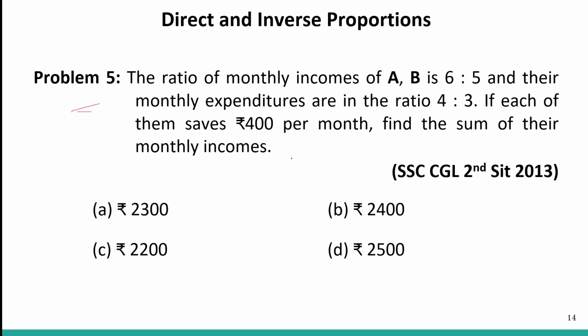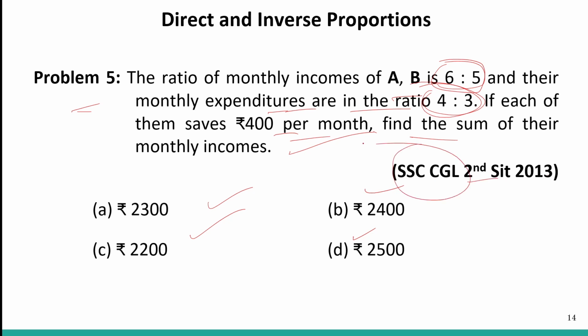The ratio of monthly income of A and B is 6:5 and their monthly expenditure is in the ratio 4:3. If each of them saves 400 per month, find the sum of their monthly incomes. Is it 2300, 2400, 2500 or 2200? This question appeared in the second sitting of the 2013 SSC CGL exam.